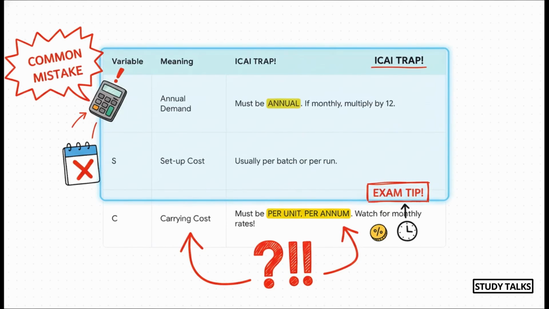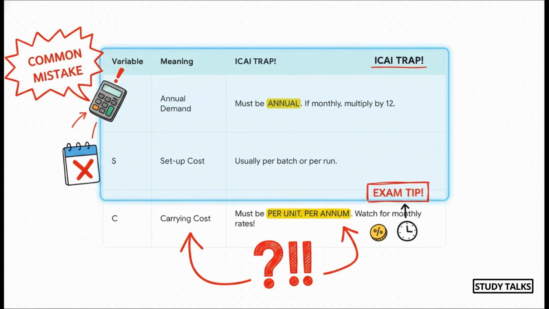Okay, let's break this down, and please pay close attention because this slide is incredibly important. D stands for annual demand. This is ICAI trap number 1. They will give you monthly or quarterly demand just to trick you. You must, and I repeat, must multiply by 12 or 4 to get the annual number. S is the setup cost per batch, and that's usually given to you straight.